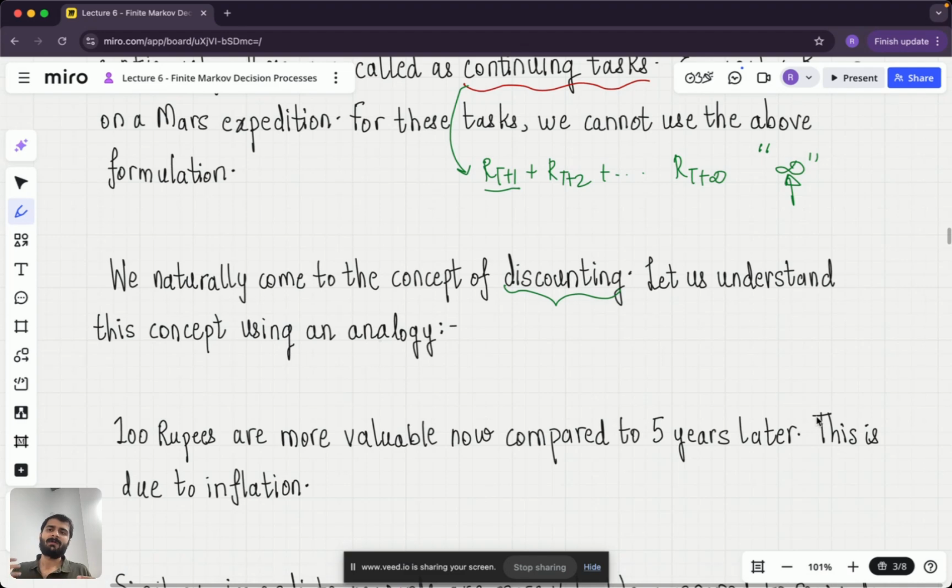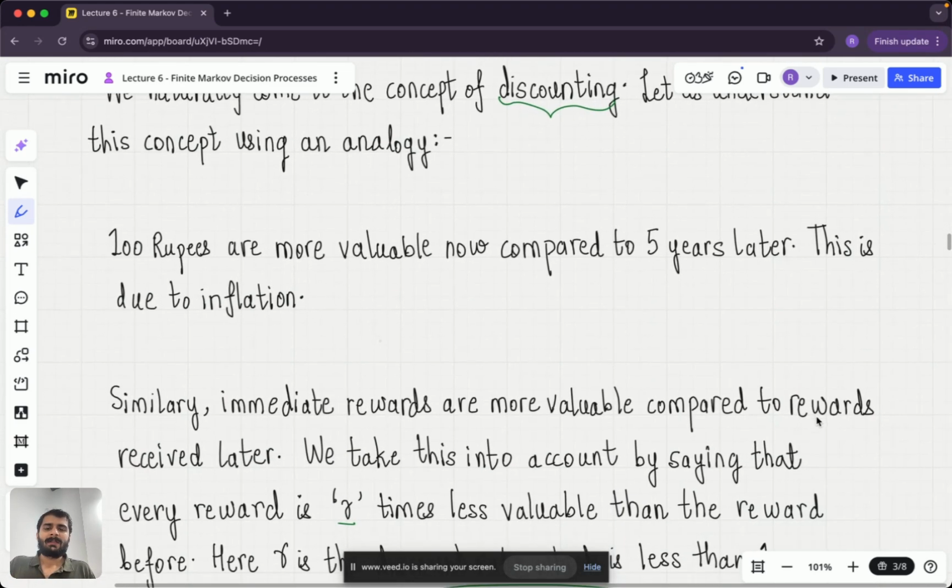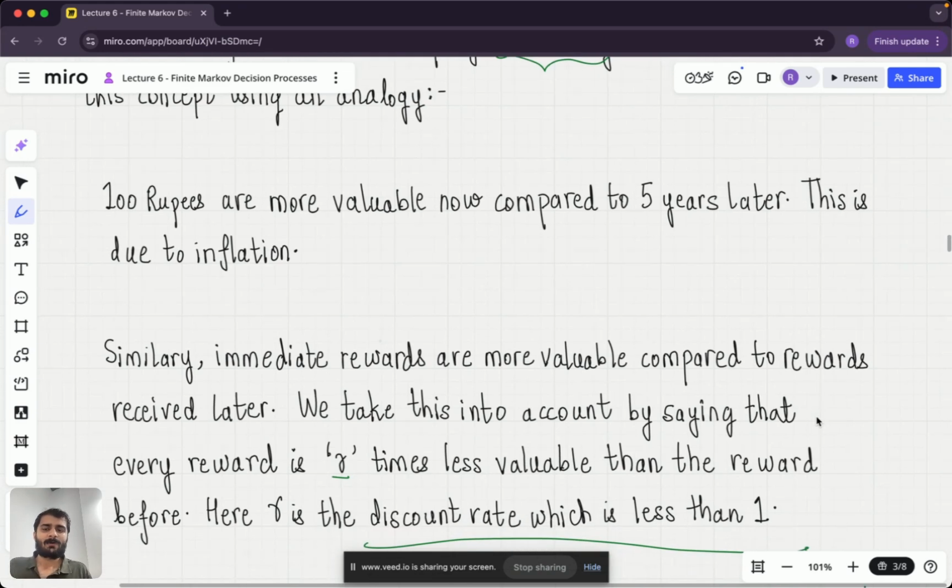Similarly, if the rover goes to the moon, then whatever rewards it collects immediately or in the near future are much more valuable compared to the rewards it collects much later in time. And this is called the concept of discounting. So we say that immediate rewards are much more valuable compared to the rewards which are received later. And we take this into account by saying that every reward is gamma times less valuable than the reward received one time step before.